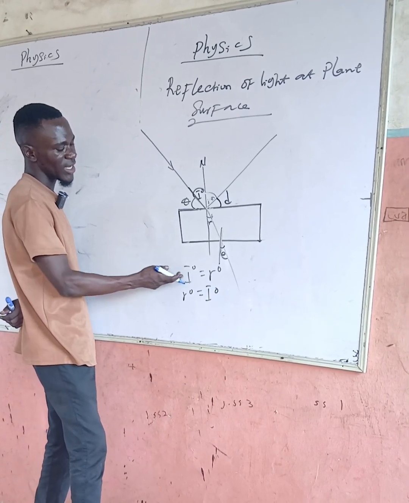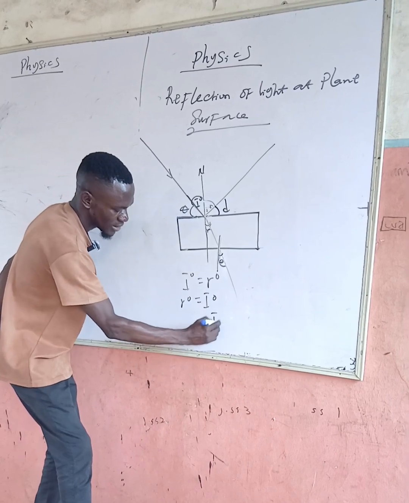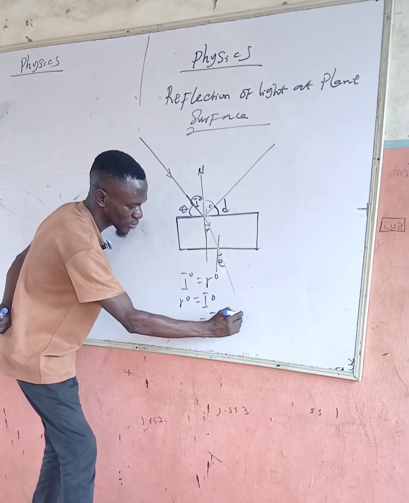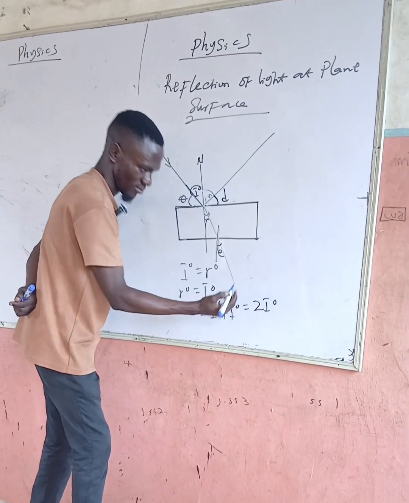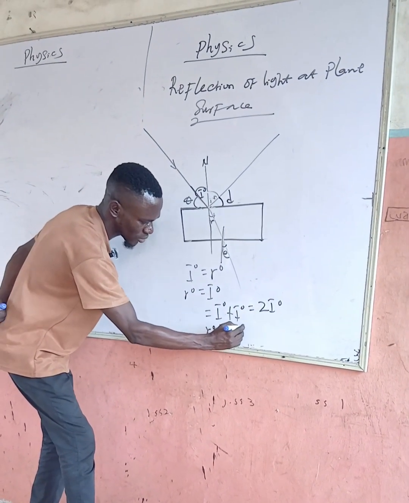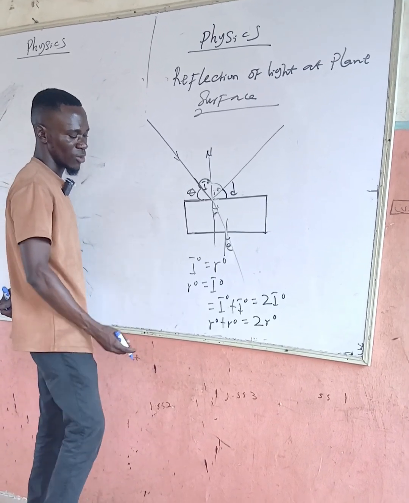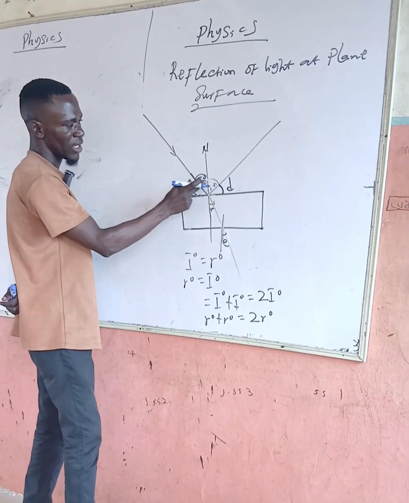Since they are equal, you can take incident plus incident, which will give us two angles of incidence, and also reflection plus reflection will give us two angles of reflection, right? So this is on incidence and reflection.